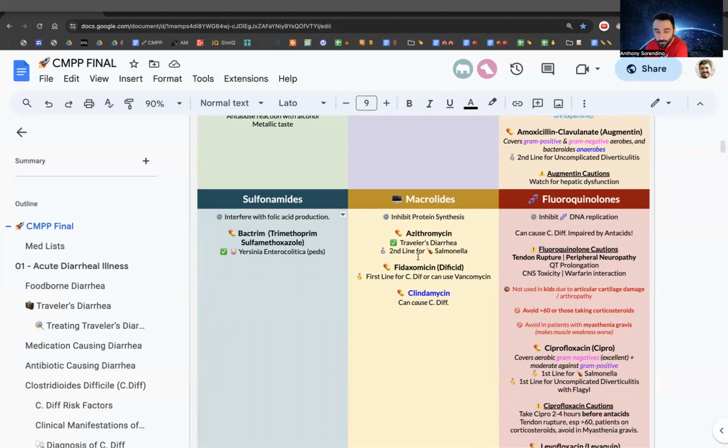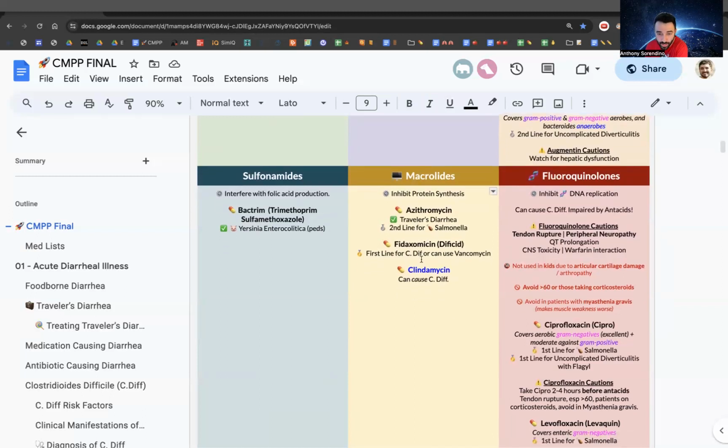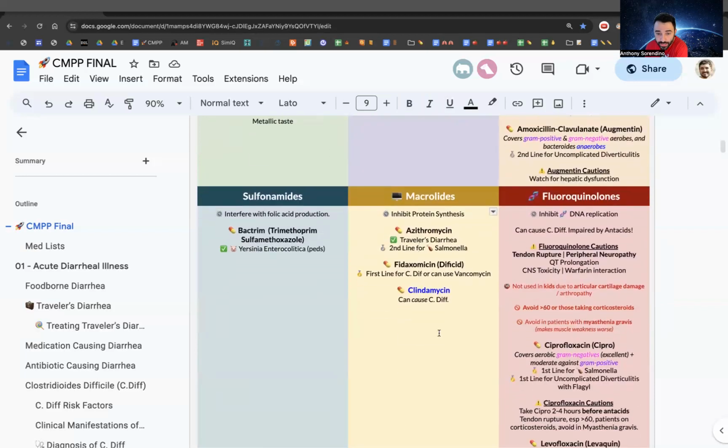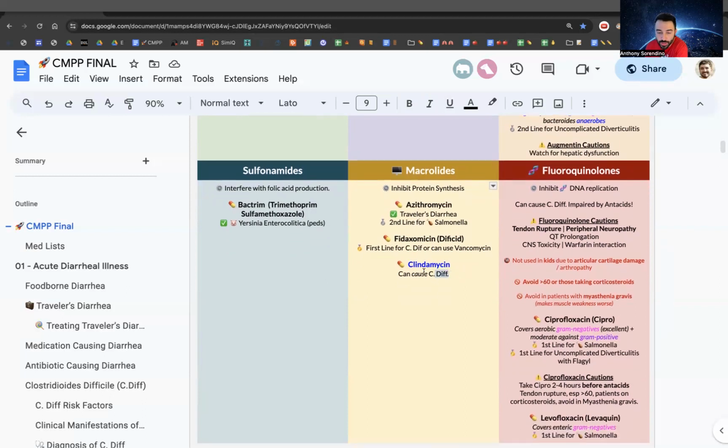Okay, move on to the macrolides. These inhibit protein synthesis. We're going to have azithromycin, which is our first line. Remember, you pop your zits before you travel for traveler's diarrhea. It's going to be our second line for salmonella. Oh, I do have fidaxomicin on here, Dificid, because it is a macrolide. So this is first line for C. diff, or we can use vancomycin. Remember, they're both technically first line, I believe. Clindamycin is on here just because it can cause C. diff, so just remember that.